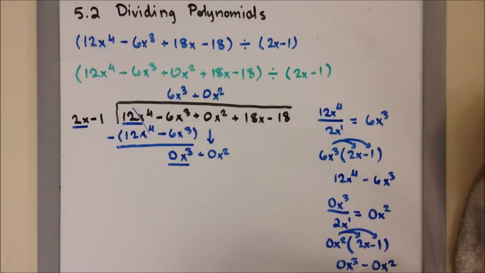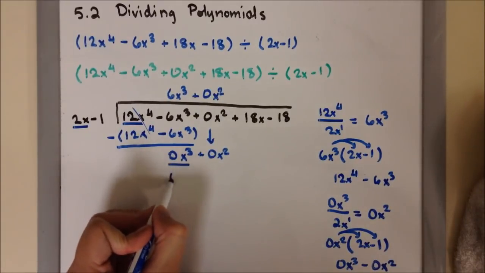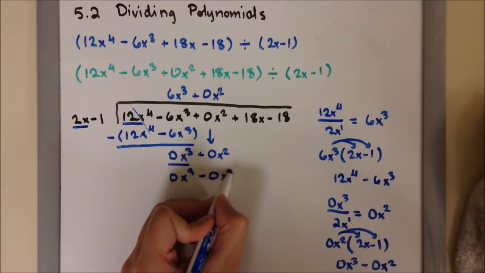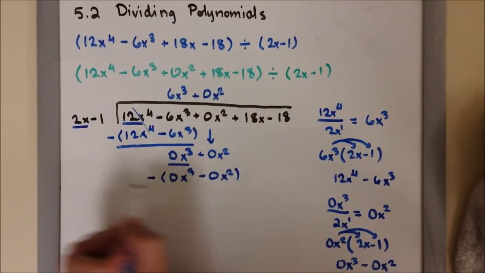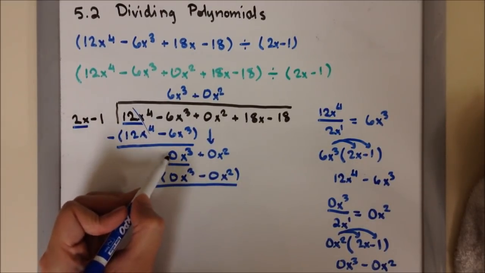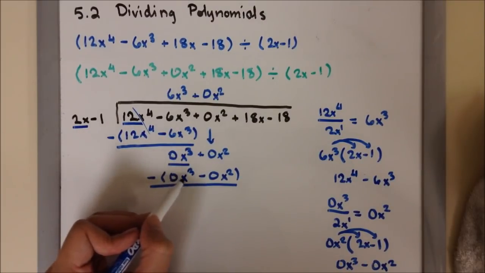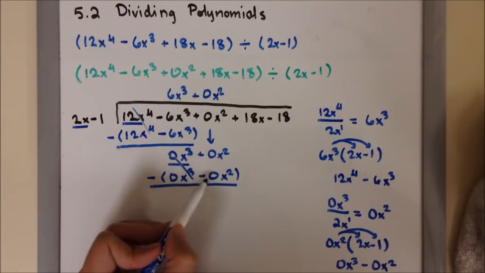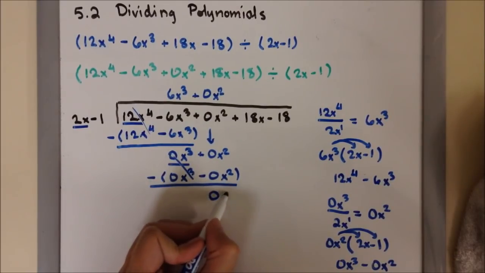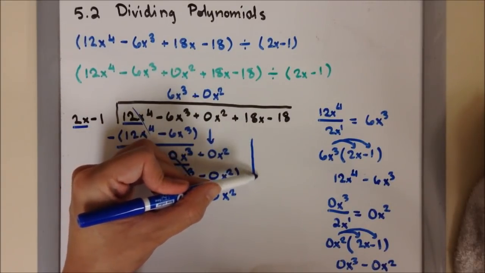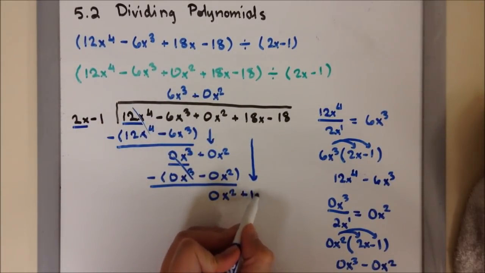Alright, once you get that, I'm going to put it over here. So 0x to the 3rd minus 0x squared. Parentheses, and then subtract. So when I distribute the minus here, basically it's 0x to the 3rd minus 0x to the 3rd, cancel out. Then over here, when I distribute, it will be plus. So 0x squared plus 0x squared will be 0x squared. And then I'm going to bring down my plus 18x.